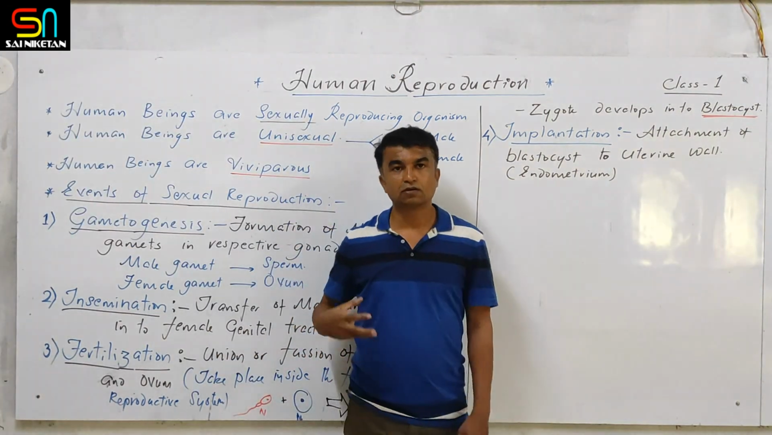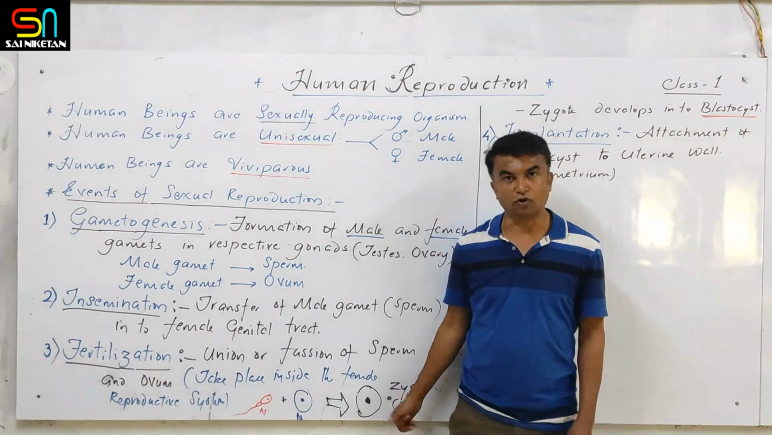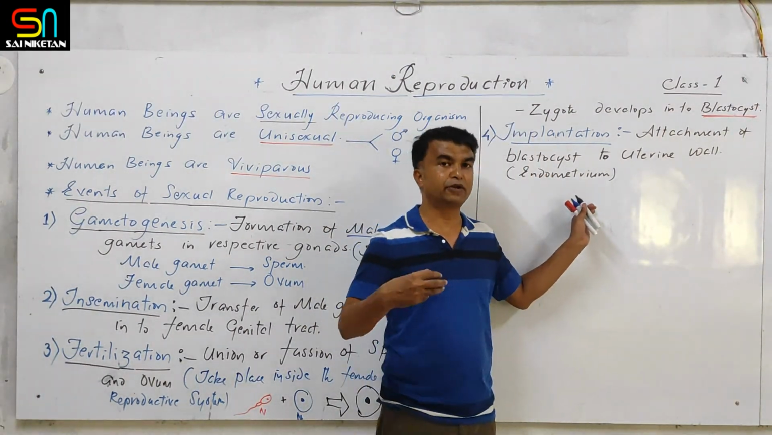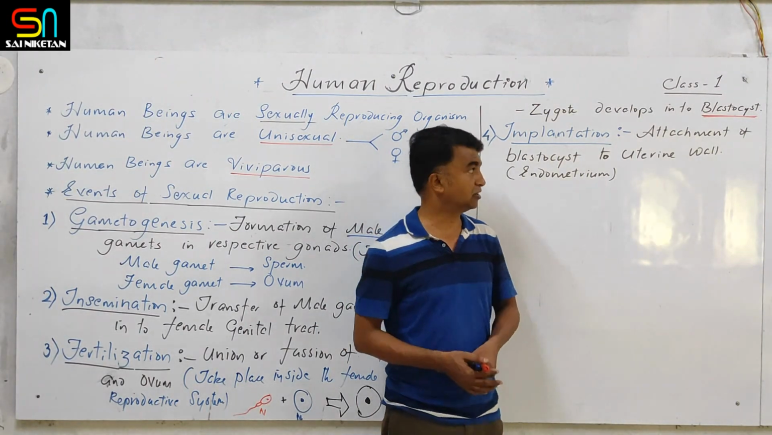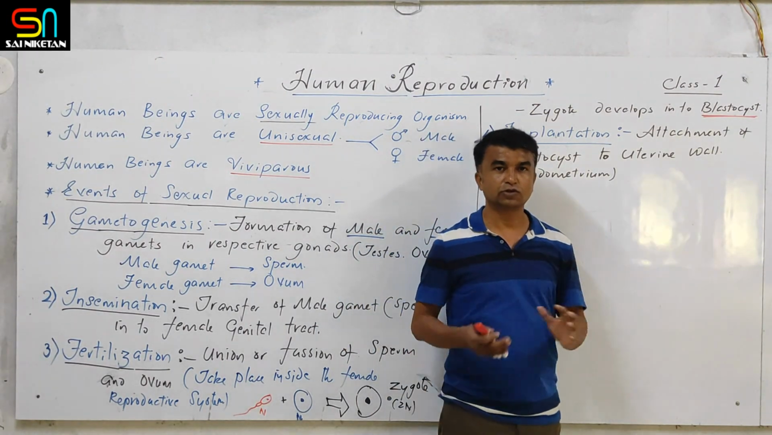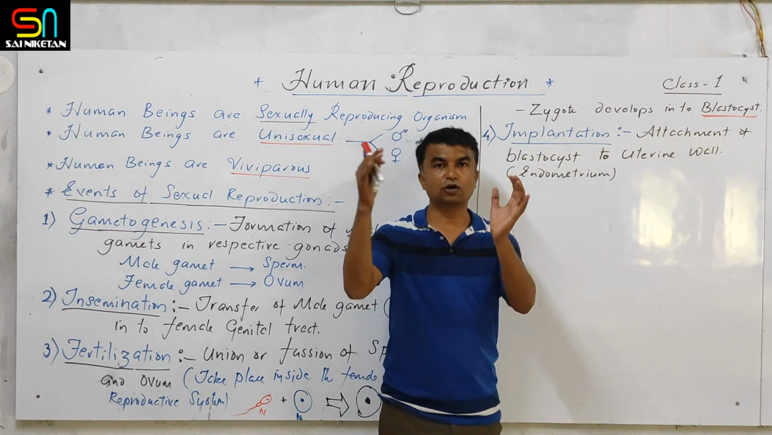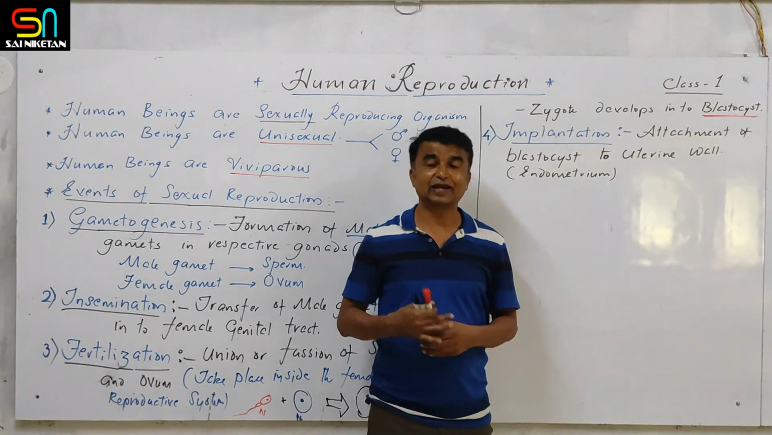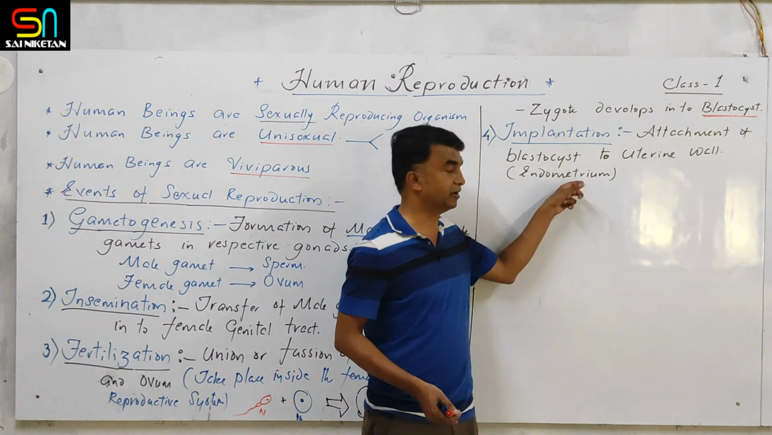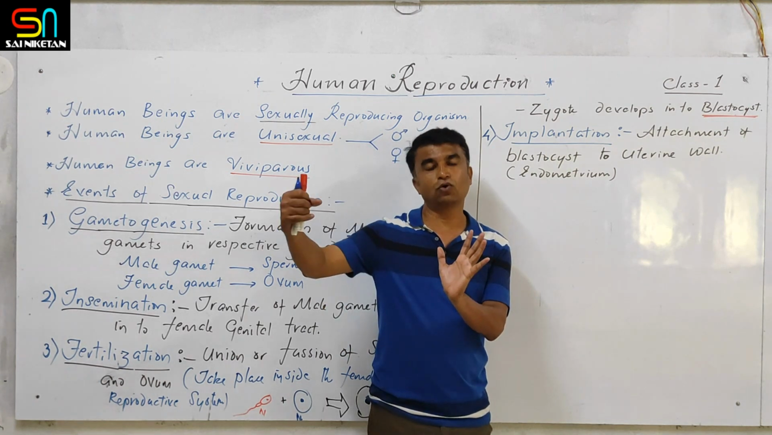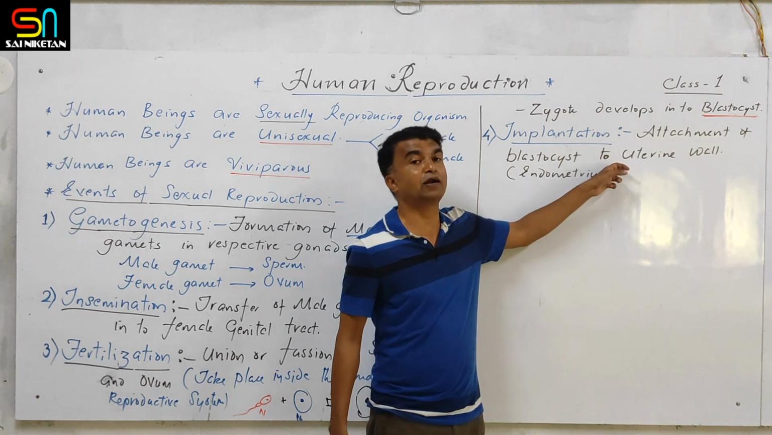Implantation means the zygote forms, that is the unicellular diploid form. This zygote undergoes repeated mitotic division, and the morula forms. The morula undergoes further division and develops into a blastocyst. In that blastocyst, a cavity is present. That blastocyst enters the uterus. Inside the uterus, three layers are there. Clear? The innermost layer is the endometrium. The blastocyst will go and attach to that endometrium layer. That complete process is called implantation.